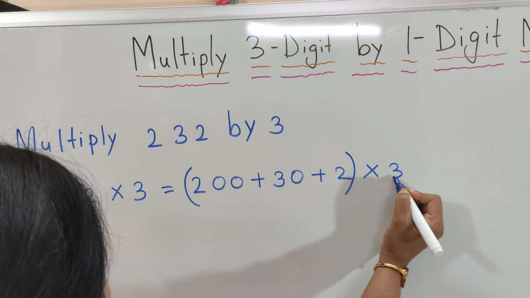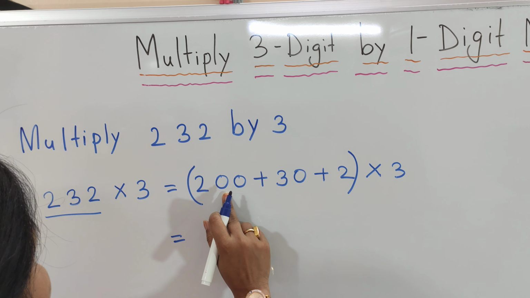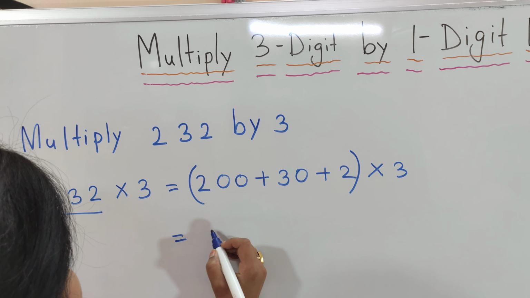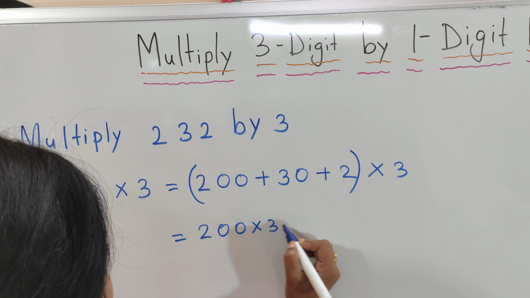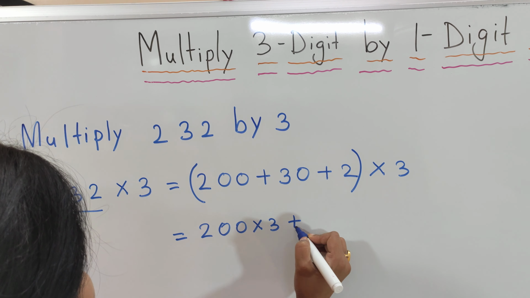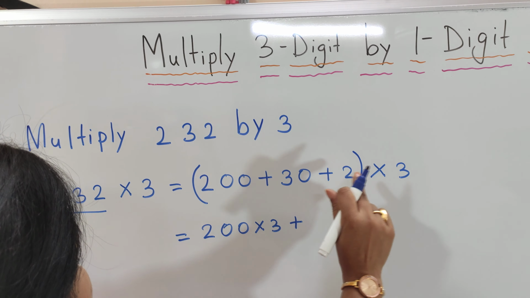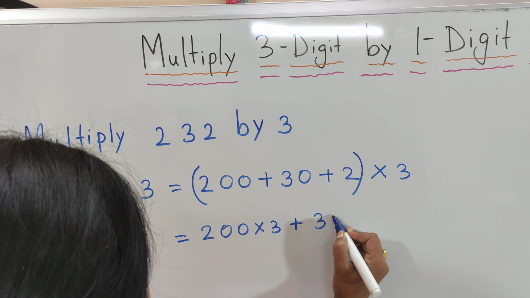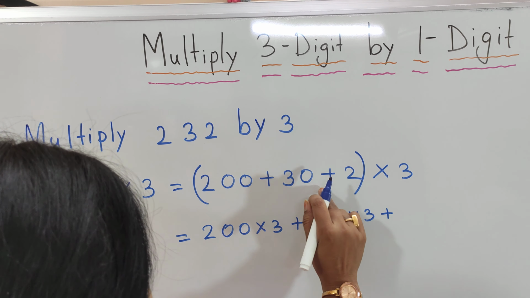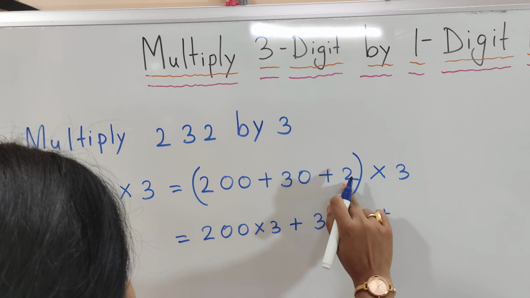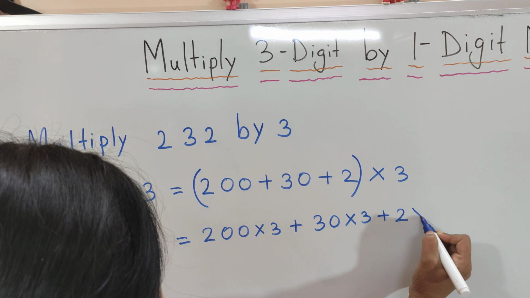times 3. Now 200 times 3. We just opened the brackets. Plus will come down. 30 times 3. Plus, this plus came over here. 2 times 3.